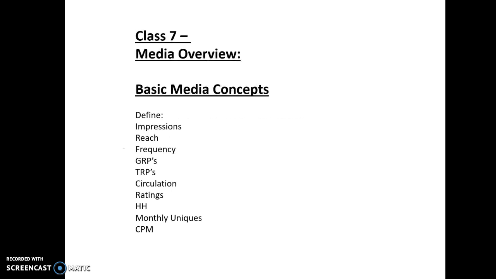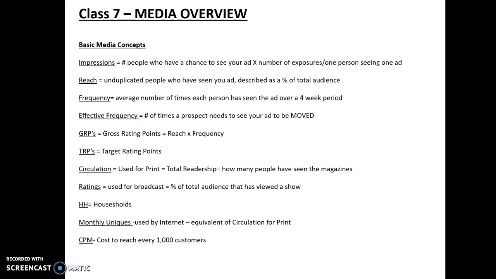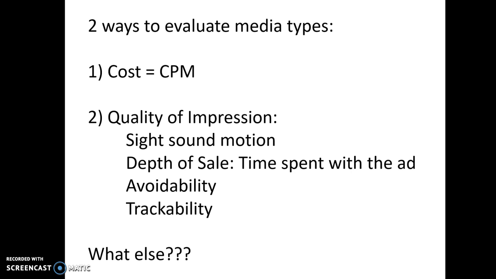I think I left out effective frequency on the first sheet. Effective frequency is the number of times a prospect needs to see your ad to be moved. A lot of people think that's at least 3, based on generally accepted research that's out there. So there are two basic ways to evaluate any medium. The first is cost, and again, that breaks down to cost per thousand, CPM.